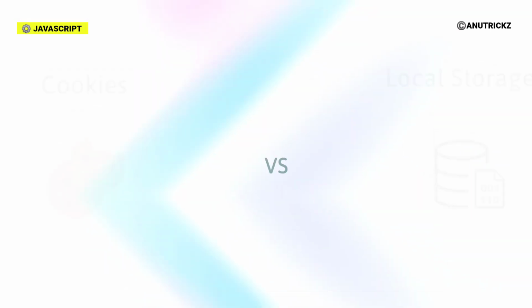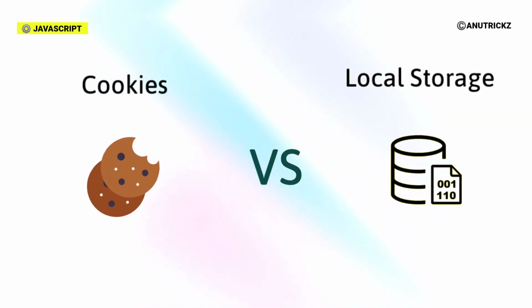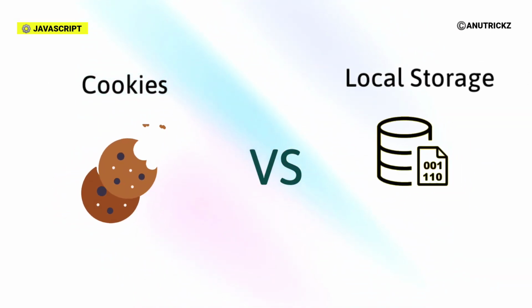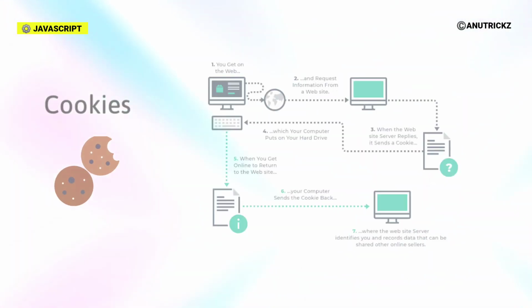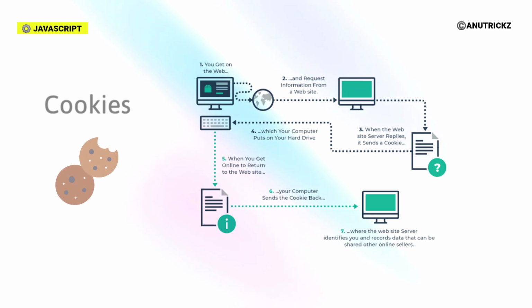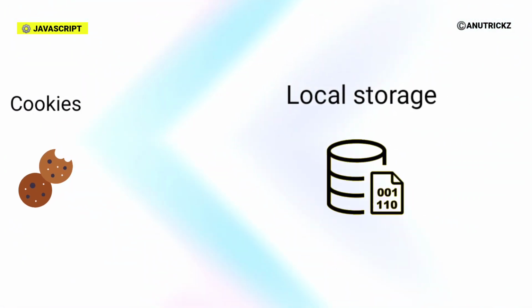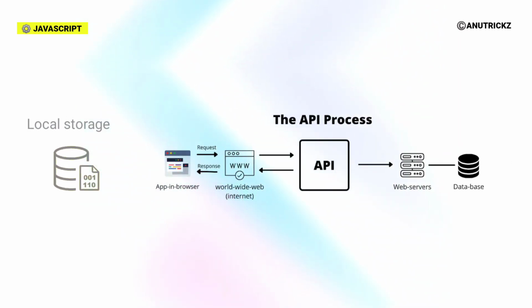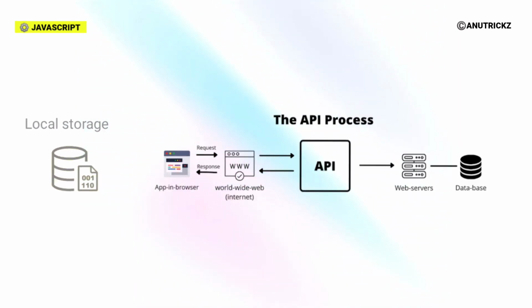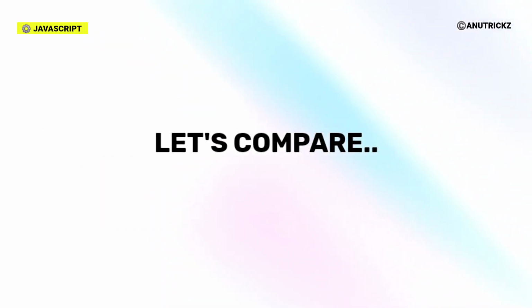Let's dive in. Cookies and local storage are both ways to store data in the browser, but they have some key differences. Cookies are small pieces of data sent from a website and stored on a user's computer by the user's web browser while the user is browsing. On the other hand, local storage is part of the Web Storage API, providing a way to store key-value pairs in a web browser. Now, let's compare them.